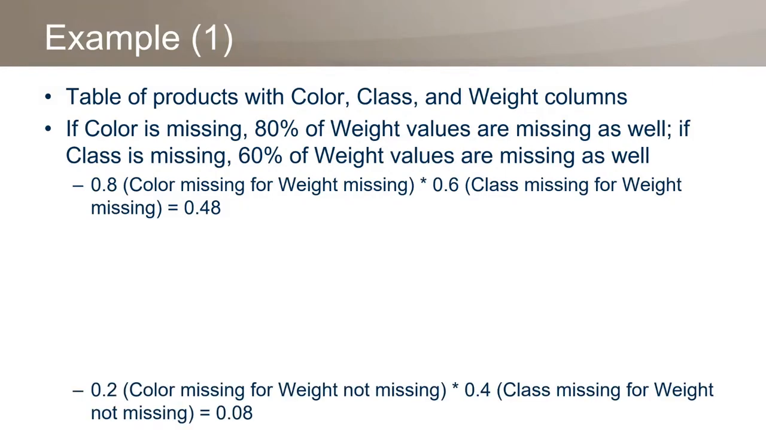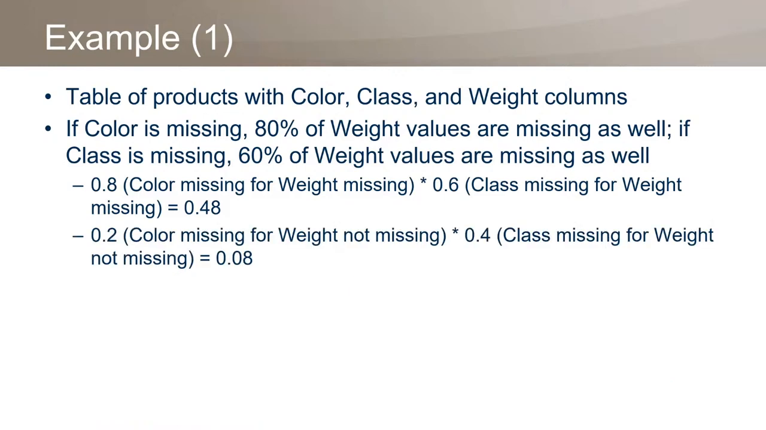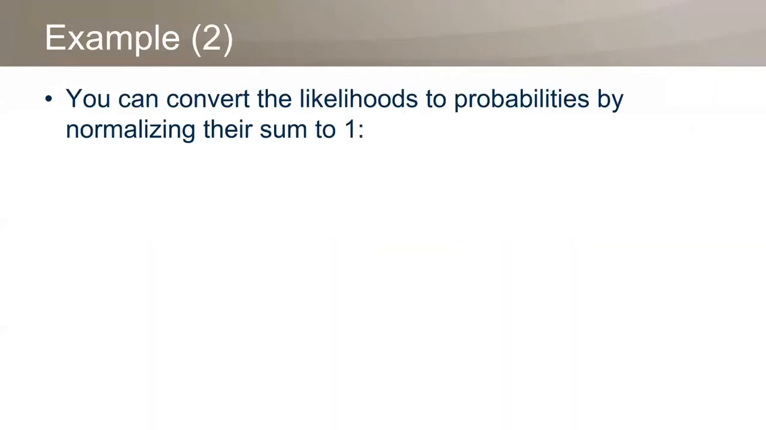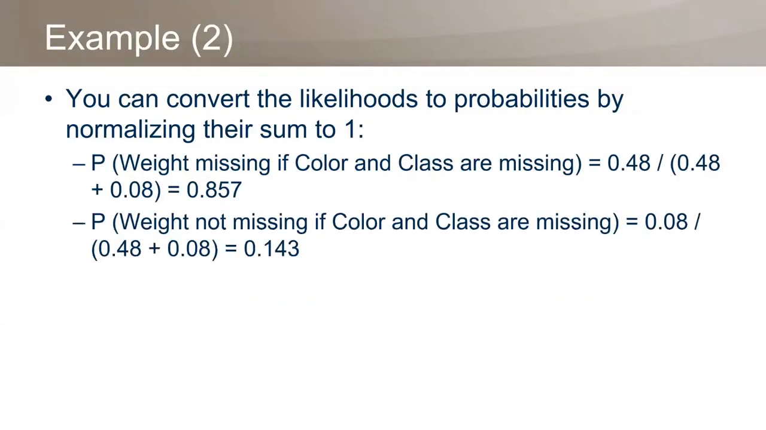0.48. The other option: color missing for weight not missing, and class missing for weight not missing. Remember, weight is the target variable, so we are calculating distributions of input variables in classes of target. So this likelihood is 0.08. And now we simply have to normalize the sum of likelihoods to 1, and I get probabilities. So the probability for weight missing if color and class are missing is nearly 86%, while the probability that weight is not missing when color and class are missing is only 14%.